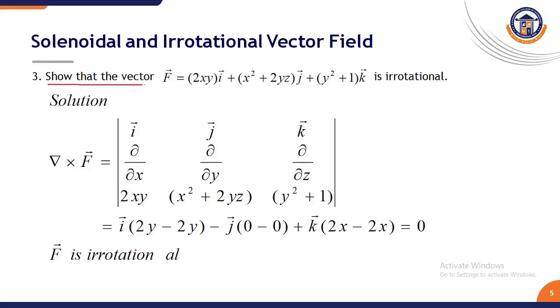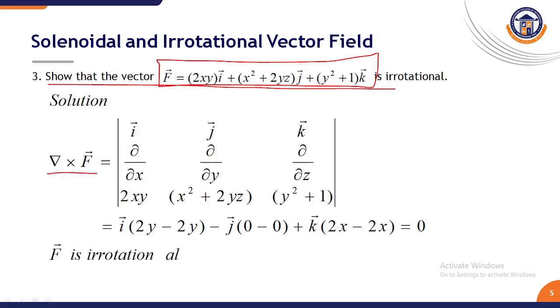Next one, show that the vector field F equal to 2xy i plus x square plus 2yz j plus y square plus 1 into k is irrotational. There is no rotation in this vector, so we have to prove that. For that we have to find out the cross product between del and F vector. Here del cross F is defined as the determinant of i, j, k, then del operator and F vector. Now take the determinant of the above equation.